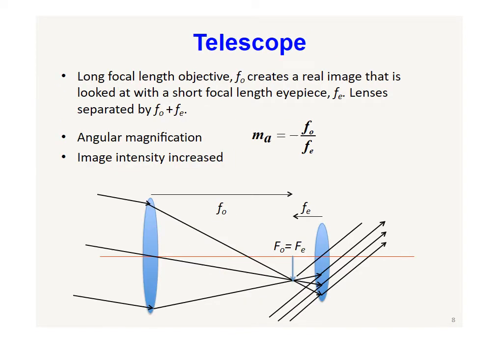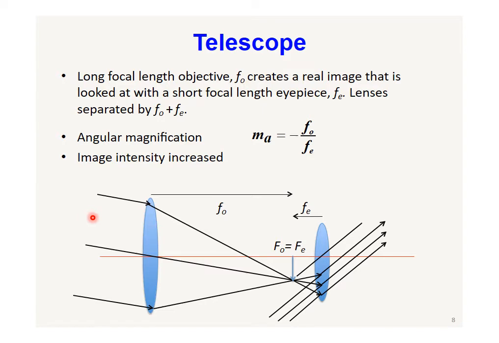So this two-lens system is known as the telescope. In fact, it's the astronomical telescope. So its function is to enlarge the image on the retina of a distant object. In this case, the object is infinitely far away.